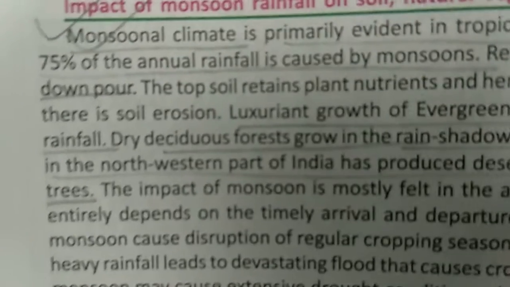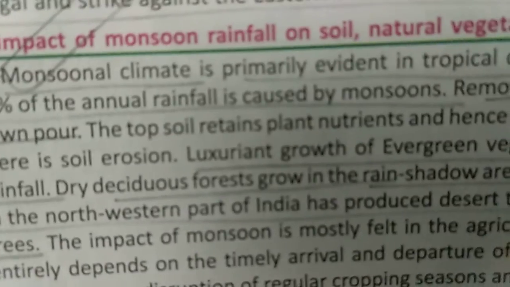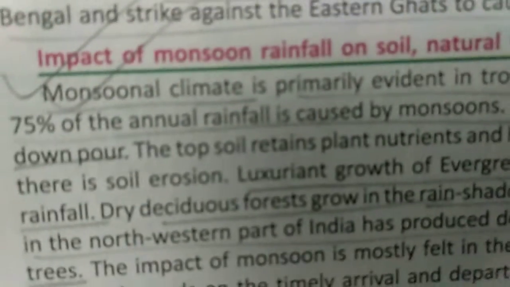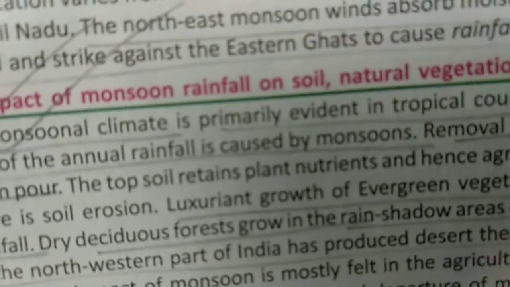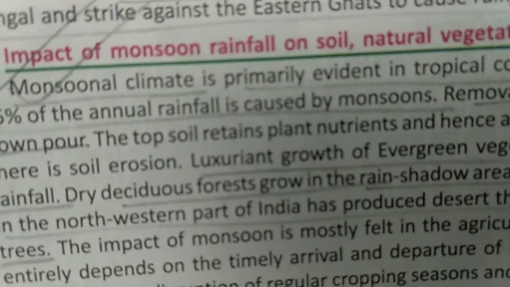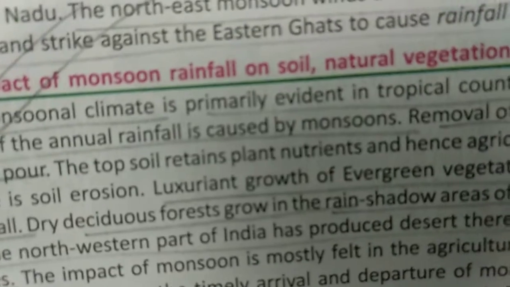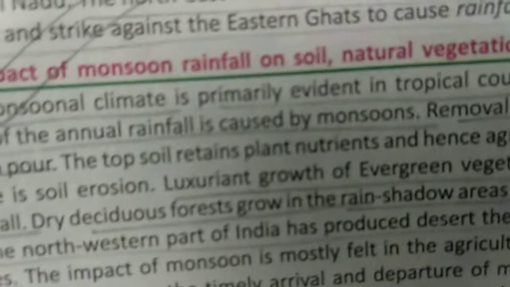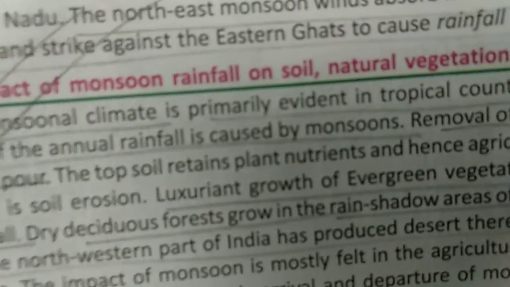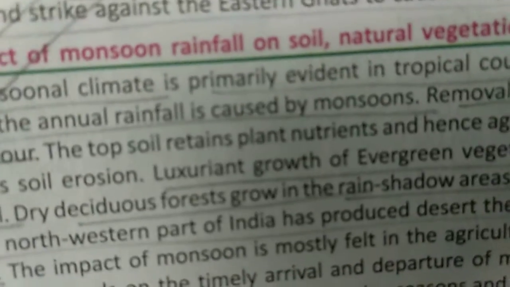Delay also has an effect. The impact of the monsoon is felt in the agricultural field during the cropping season, because the arrival and the departure of the monsoon have a very big effect in the field. The whimsical nature of the monsoon causes disruption in the regular cropping season.